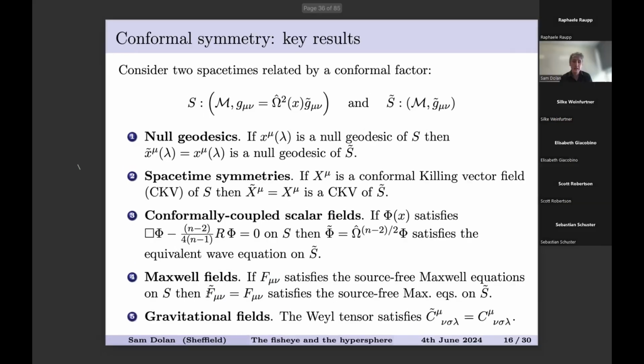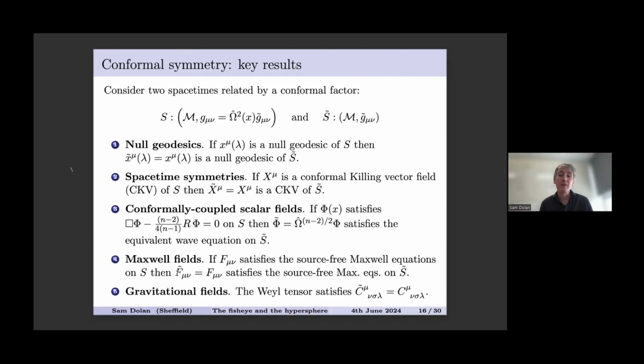And finally, for gravitational fields, we know that the Weyl tensor, which is also sometimes called the conformal tensor, takes the same form on the two spacetimes with its components related as so. So there's a whole bunch of relationships between conformally related spacetimes.